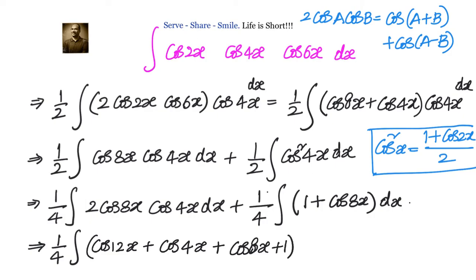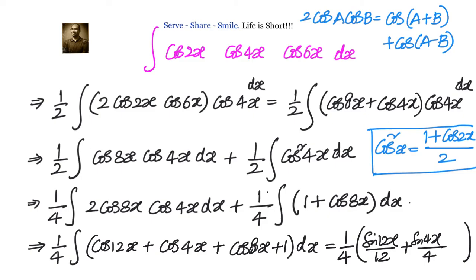Now this is a pretty simple problem. We can integrate them all separately and add them. So our final step will be 1 by 4 into cos 12x integration will be sin 12x divided by 12. Cos 4x, cos ax integration is sin ax by a. So it will become sin 4x by 4. On the same lines, the next one will be sin 8x by 8. And integral of 1 is x. So the whole thing you have to multiply with 1 by 4, and don't forget to add that plus c in the last step.